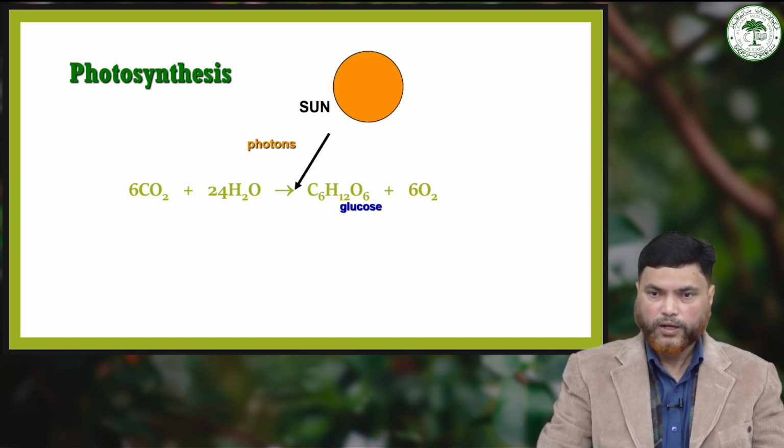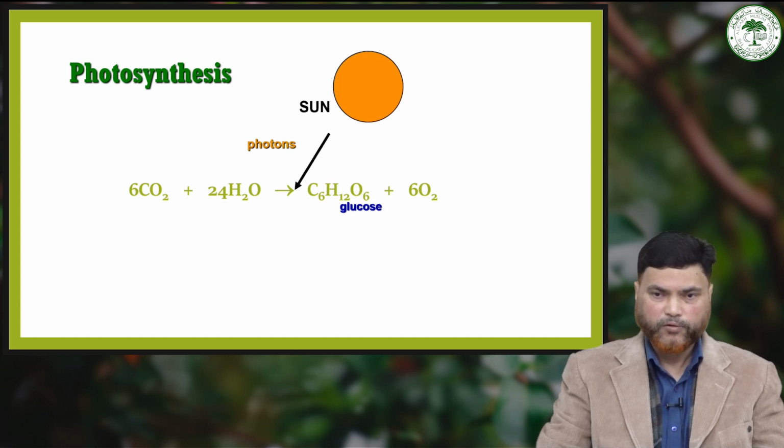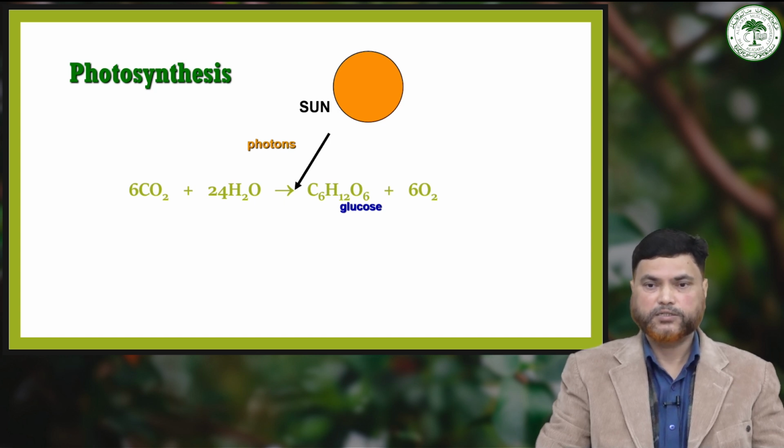If oxygen is involved in the process of photosynthesis, it is called oxygenic photosynthesis, which is commonly found in eukaryotes and cyanobacteria. And if oxygen is not involved, it is called anoxygenic photosynthesis, which is generally found in photosynthetic bacteria. But I would like to share another interesting fact. For evolution of one molecule of oxygen, 4 water molecules split. So a total of 6 oxygen molecules evolve, hence it requires 24 water molecules to split.